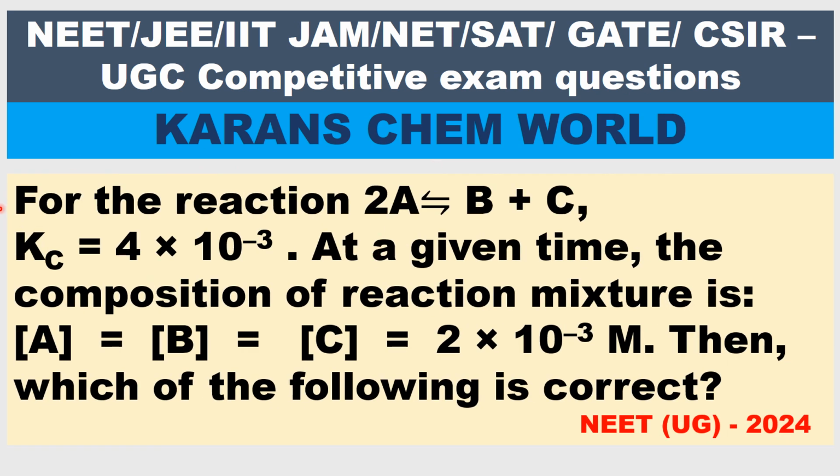In this video, let us solve a problem asked in NEET 2024 this year. The question is: for the reaction 2A reversible reaction B plus C, the equilibrium constant value is given as 4 into 10 power minus 3. At a given time point, the composition of the reaction mixture is given. Concentration of A equal to concentration of B equal to concentration of C equal to 2 into 10 power minus 3 molar. Then which of the following options is correct? There are four options. We will solve now.